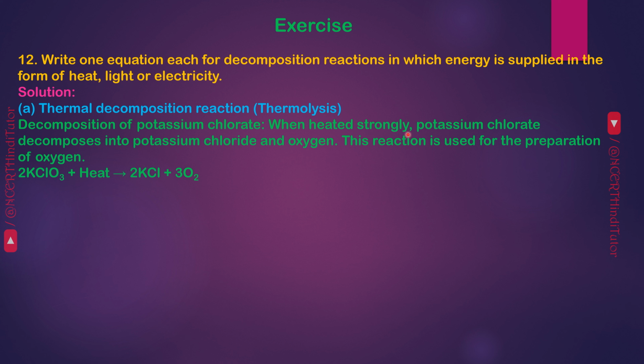When heated strongly, potassium chlorate decomposes into potassium chloride and oxygen. This reaction is used for the preparation of oxygen. 2KClO3 plus heat gives 2KCl plus 3O2.